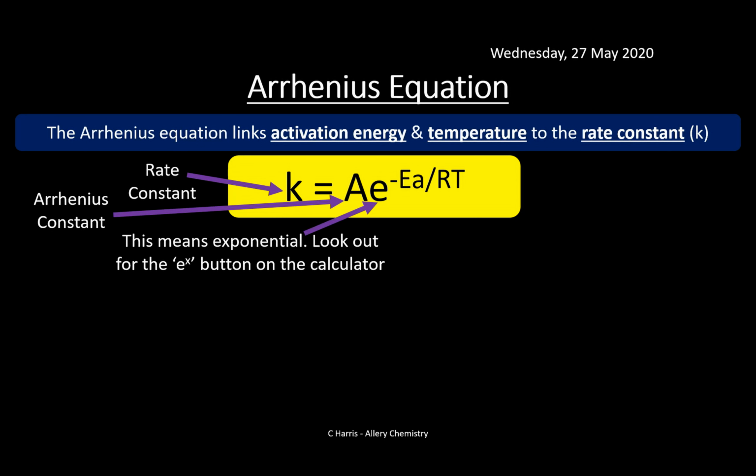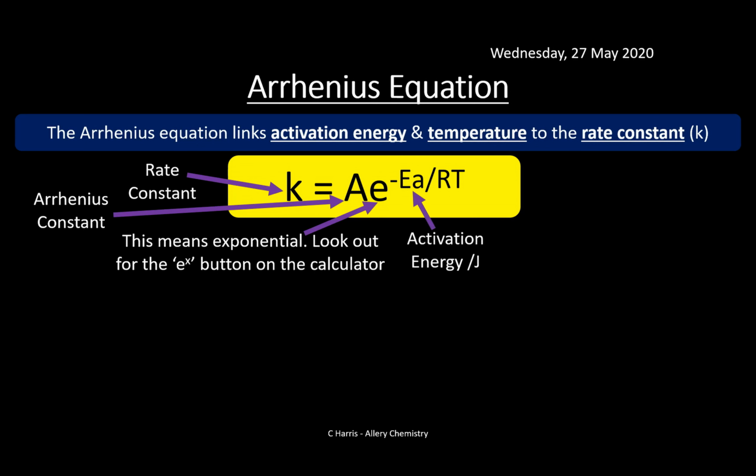Now E is an exponential, so you might see that on your calculator. It says E on it, so look out for the e^x button on the calculator. That is your exponential button. Those who do maths may be familiar with that. If you don't, worry too much about this. I'll break this down. We'll get rid of that and simplify it.